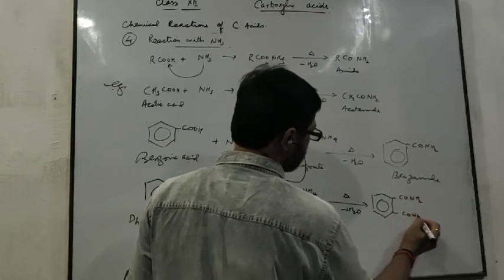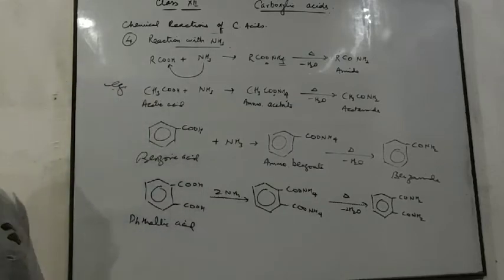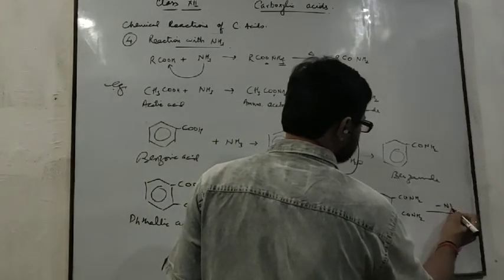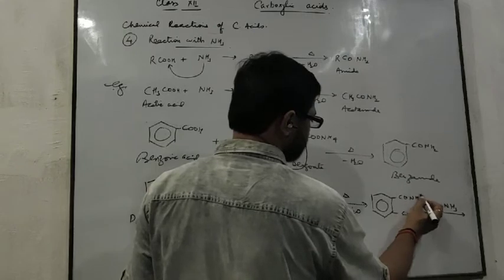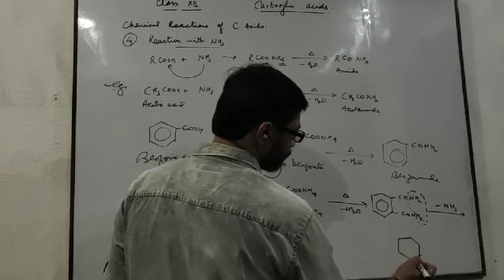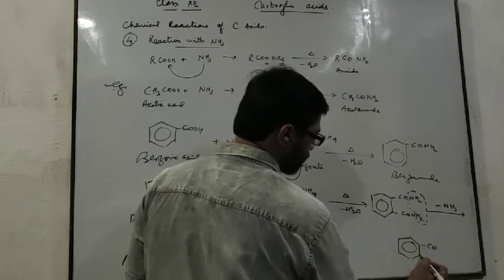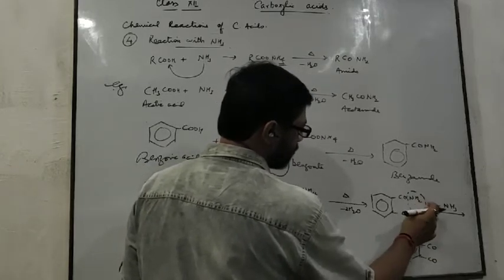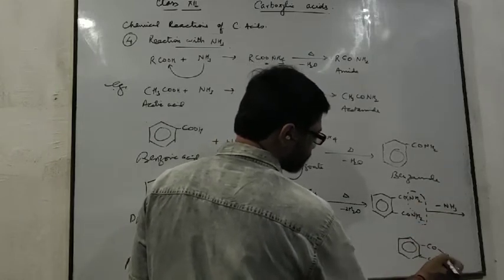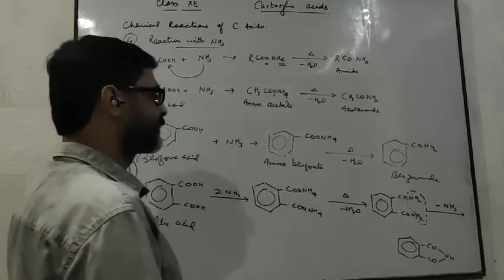CONH2, CONH2, phthalimide. This phthalimide again releases ammonia gas, NH3, NH2 and H from here, to form this product CO. Here also CO, and here if NH3 is released, then NH remains as such.